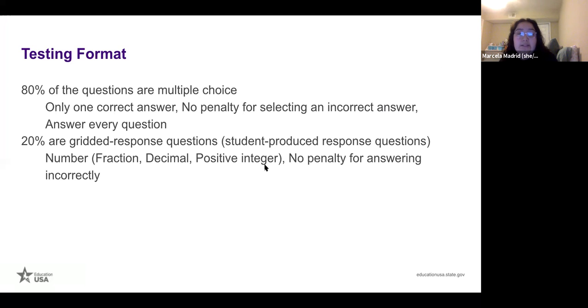20% are grid-in responses, meaning student-produced response questions. So your answer will either be a fraction, decimal, or a positive integer. And there are also no penalties for answering incorrectly, so take advantage of that. Even if you're not sure if your answer is correct, don't leave them blank, because maybe the answer you have is the correct answer. And since there's no penalty, it is worth it to just write down an answer.